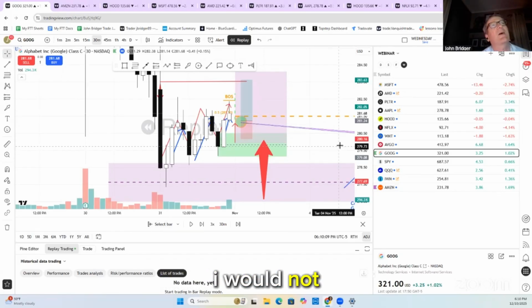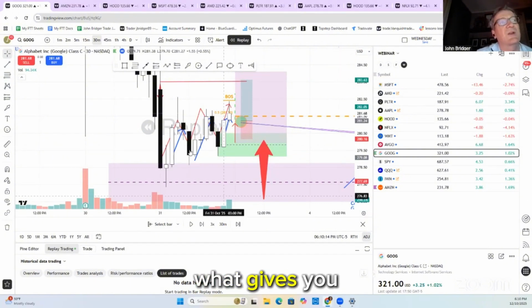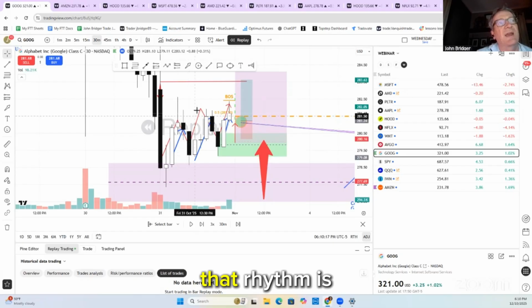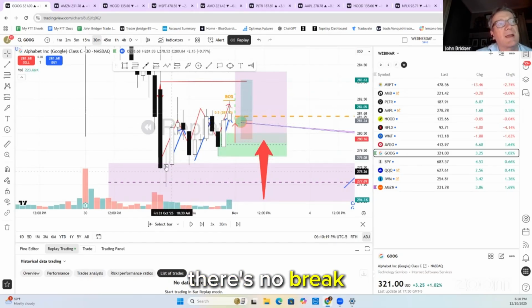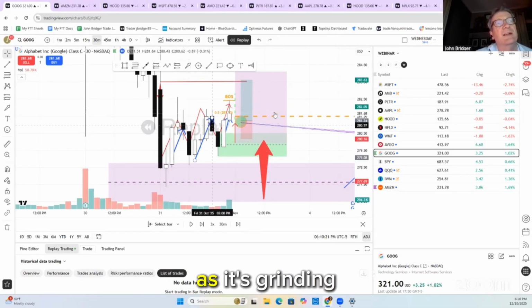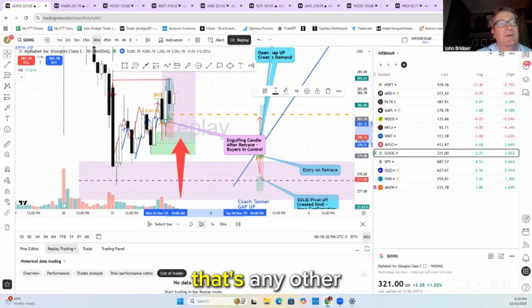I would not call it a fast demand zone, but what gives you confidence is how steady that rhythm is. There's no break; these zones are holding as it grinds back up. That's a good question. Any other questions about that particular trade before we get into the next one?